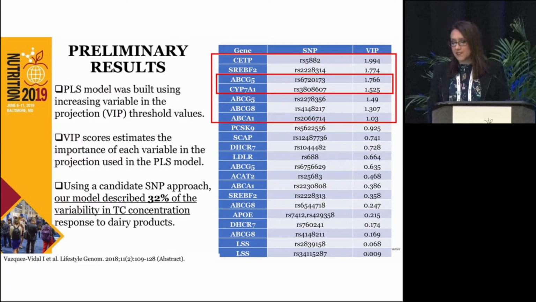So this is the preliminary data that we have. Right now, using this panel of 20 candidate SNPs, we identified 32% of the variability in total cholesterol in response to dairy products.